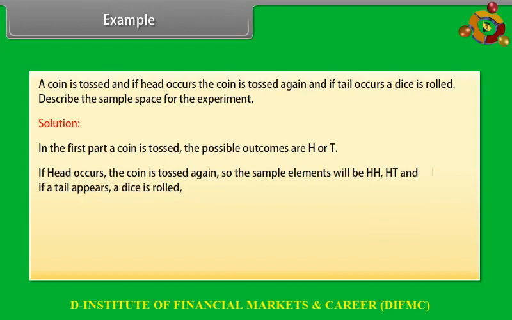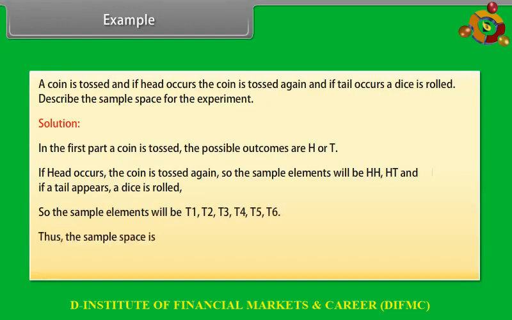So the sample elements will be HH, HT, and if a tail appears, a dice is rolled. So the sample elements will be T1, T2, T3, T4, T5, T6. Thus, the sample space S is equal to {HH, HT, T1, T2, T3, T4, T5, T6}.